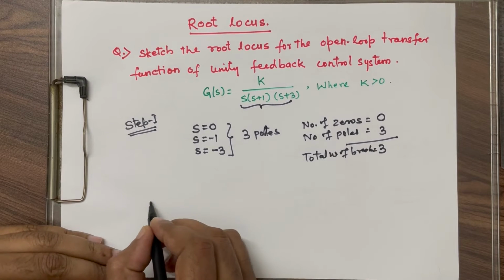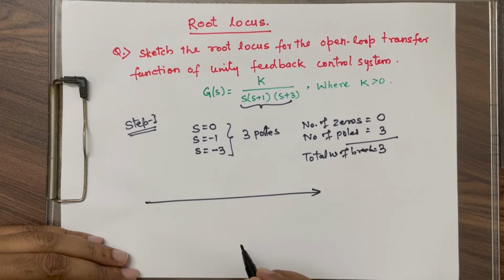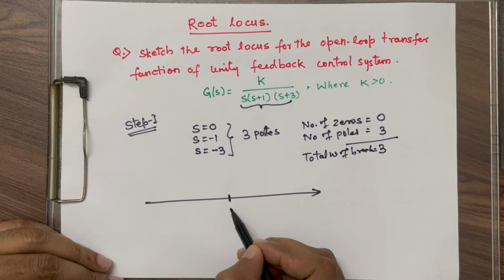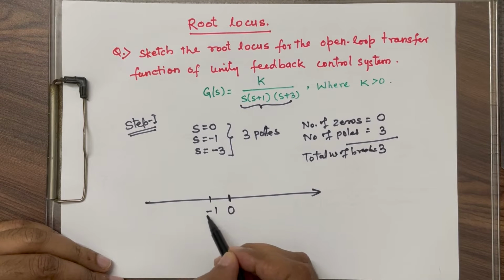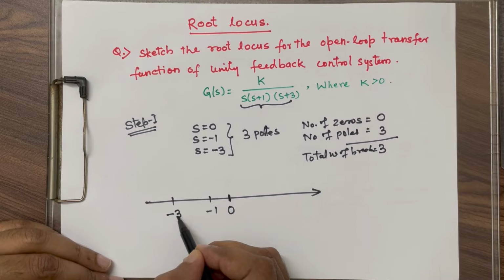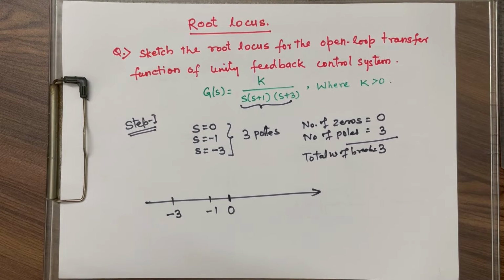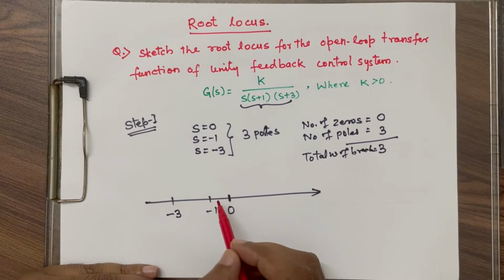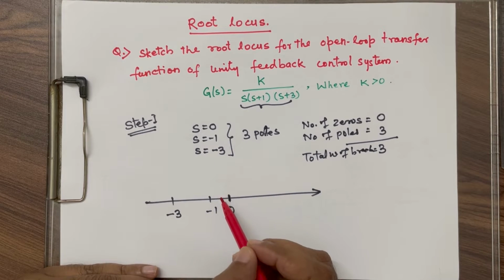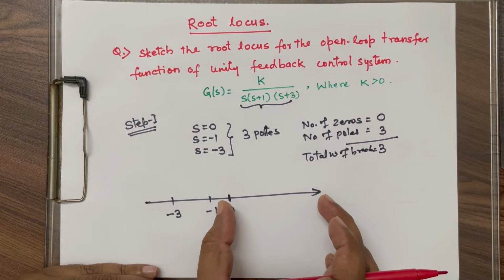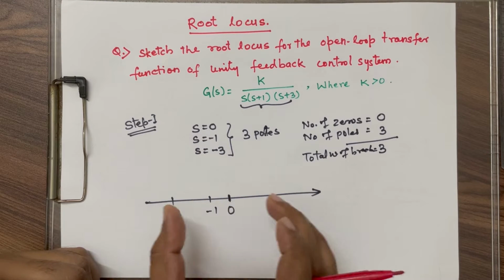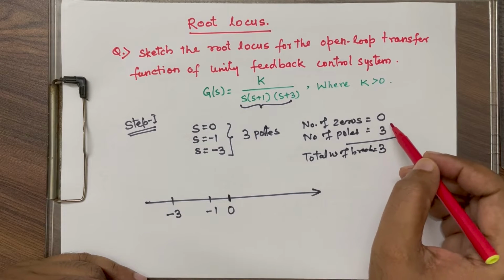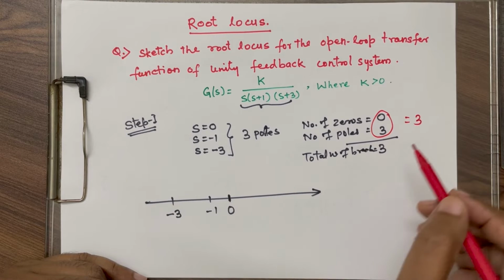Now we are going to see these poles on the real axis. So let us assume this is 0, this is minus 1 and this is minus 3. As we have seen in the condition, the root locus will exist only if there is an odd number, that means 1 or 3 or 5, of poles plus zeros available. So the total number of poles and zeros equals 3.